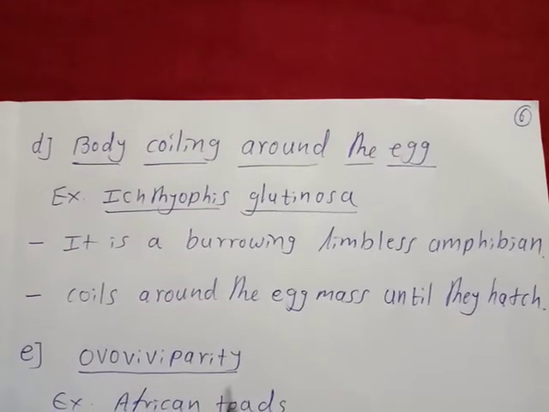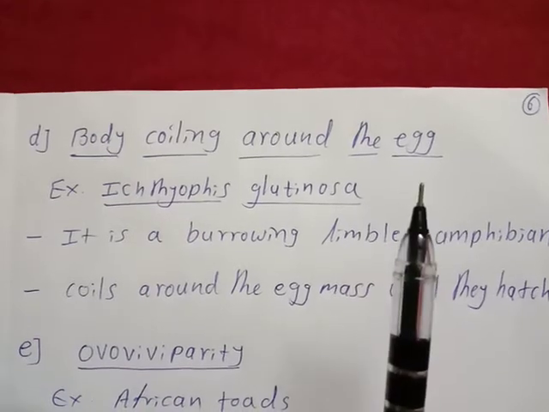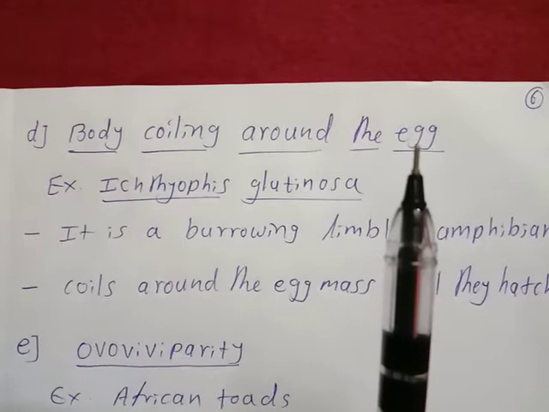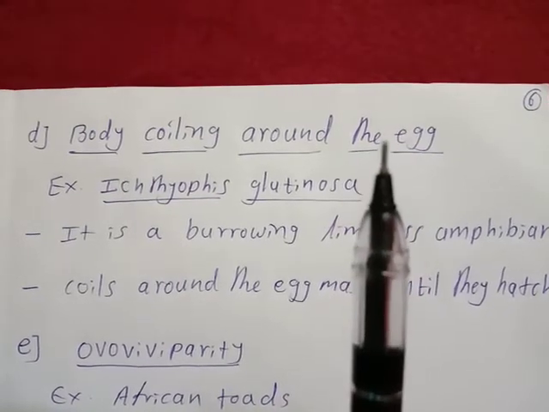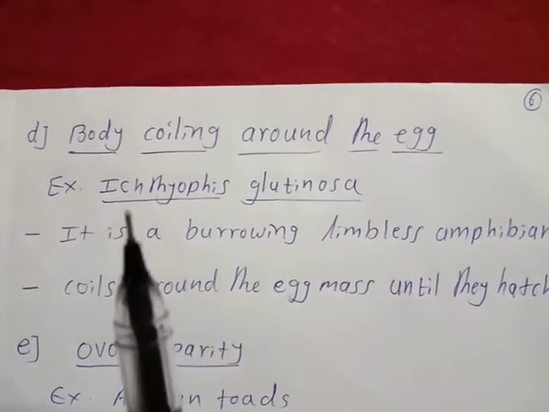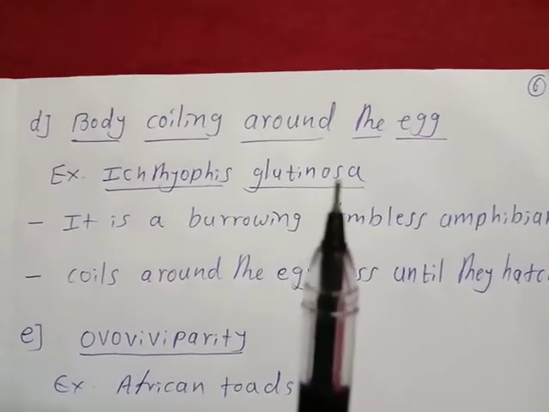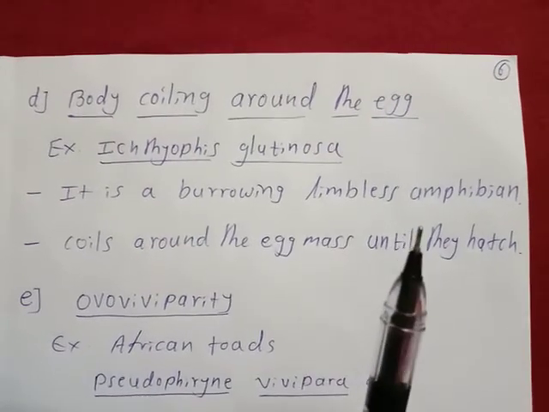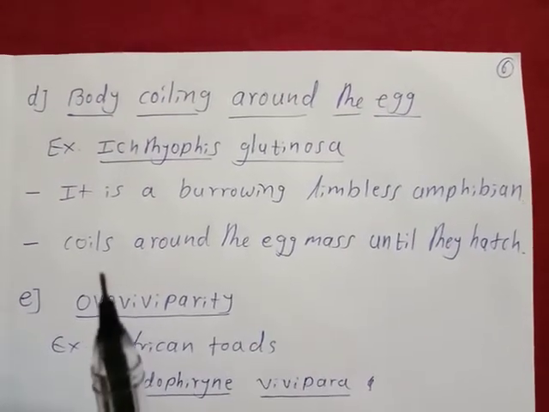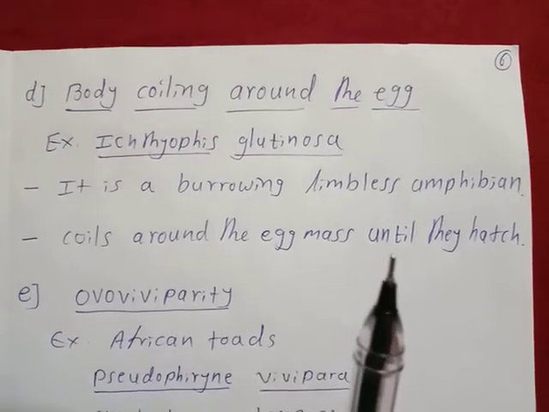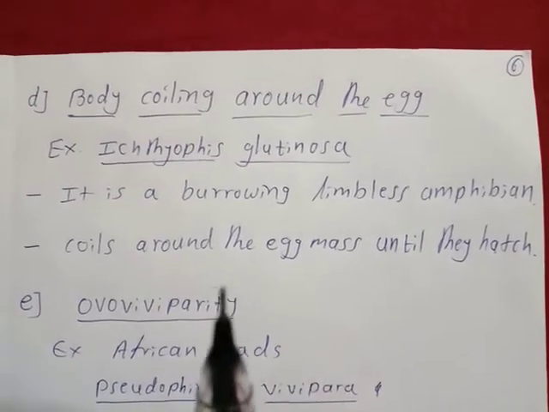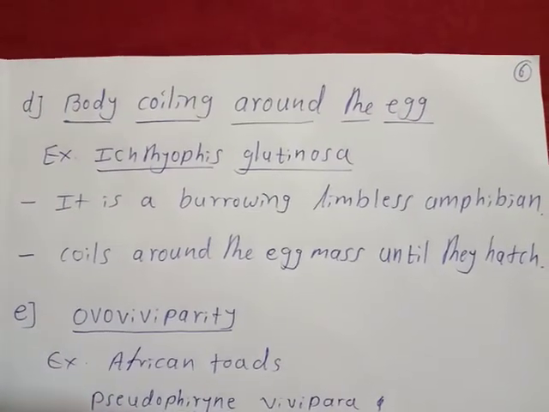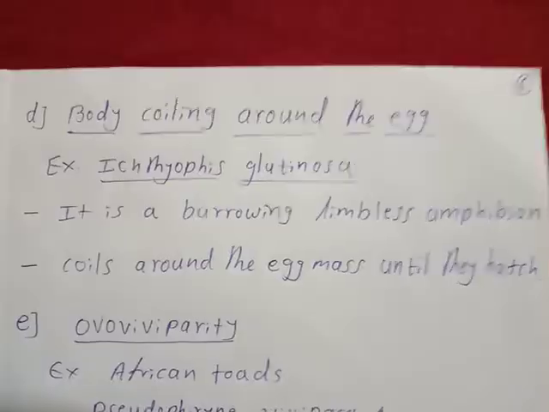Then next, body coiling around the egg. That means the body is coiled around the eggs to protect them. Example, Ichthyophis glutinosa. It is a burrowing limbless amphibian. It coils around the egg mass until they hatch. This is one type of parental care which is taken by Ichthyophis.